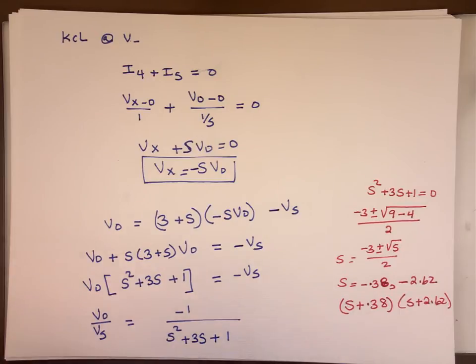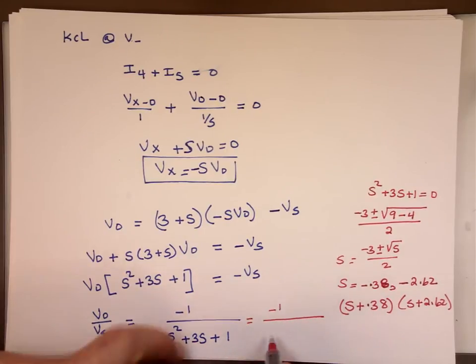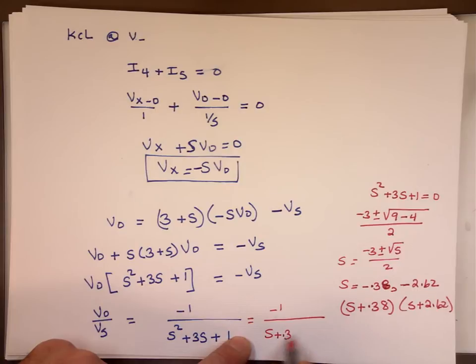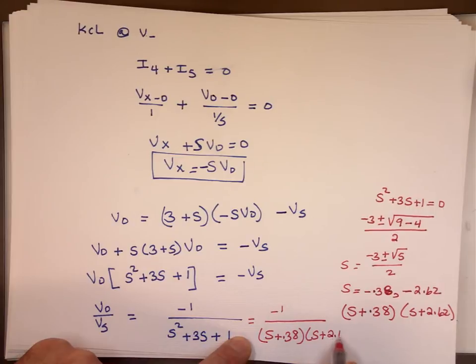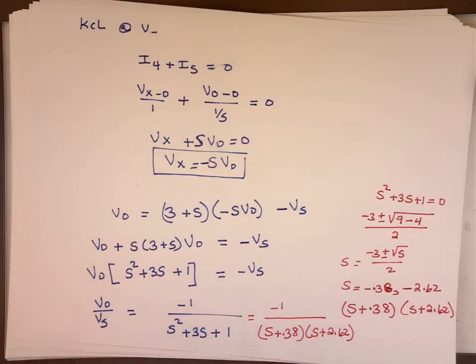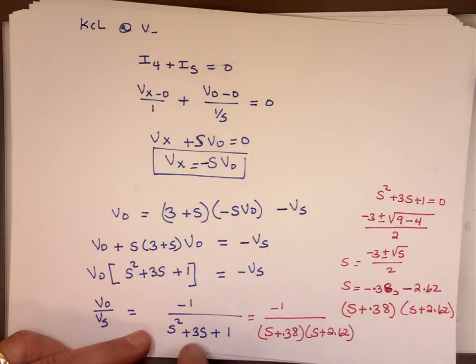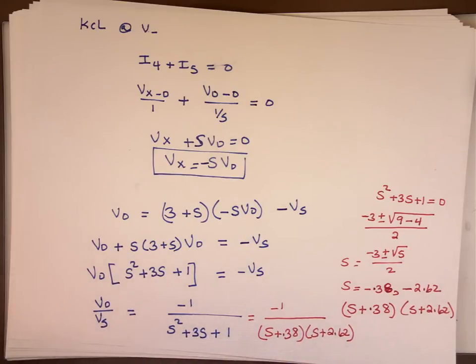So you can actually take this problem now and rewrite that as negative 1 over S plus 0.38, S plus 2.62. Now, if you don't believe me, if you FOIL this one, what's S times S? S squared. This is 0.38S and 2.62, that's the 3S. What's 0.38 times 2.62? That's the 1. A little bit easier than completing the square.